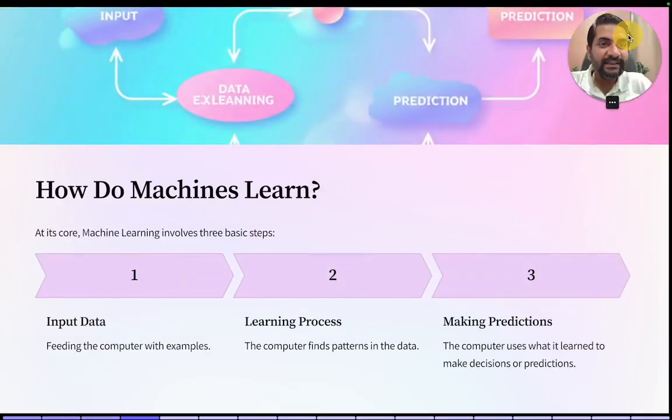So, how do machines learn? At its core, machine learning involves three basic steps. Step one is data input, feeding the computer with examples. Then there is a learning process. The computer finds patterns in the data, and based on the patterns it found, it makes predictions. The computer uses what it learned to make decisions or predictions.